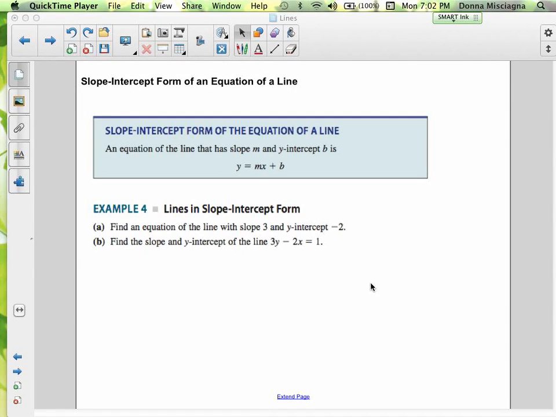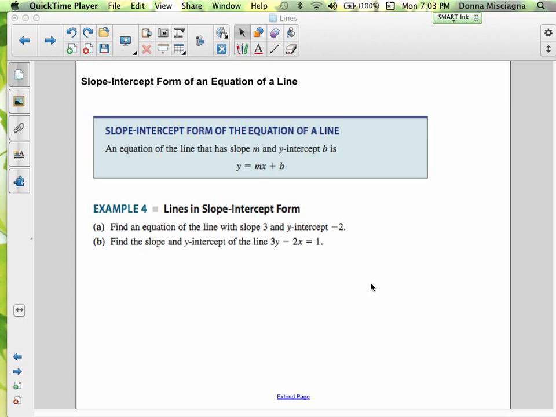Slope-intercept form of an equation of a line. Right? So when we solve for y, and we have a linear equation, we have our equation in slope-intercept form. So an equation of the line that has a slope m and a y-intercept b is y equals mx plus b. Right? So slope-intercept form isolates y. We write the x term first to represent our slope, and then the constant second to represent the y-intercept.